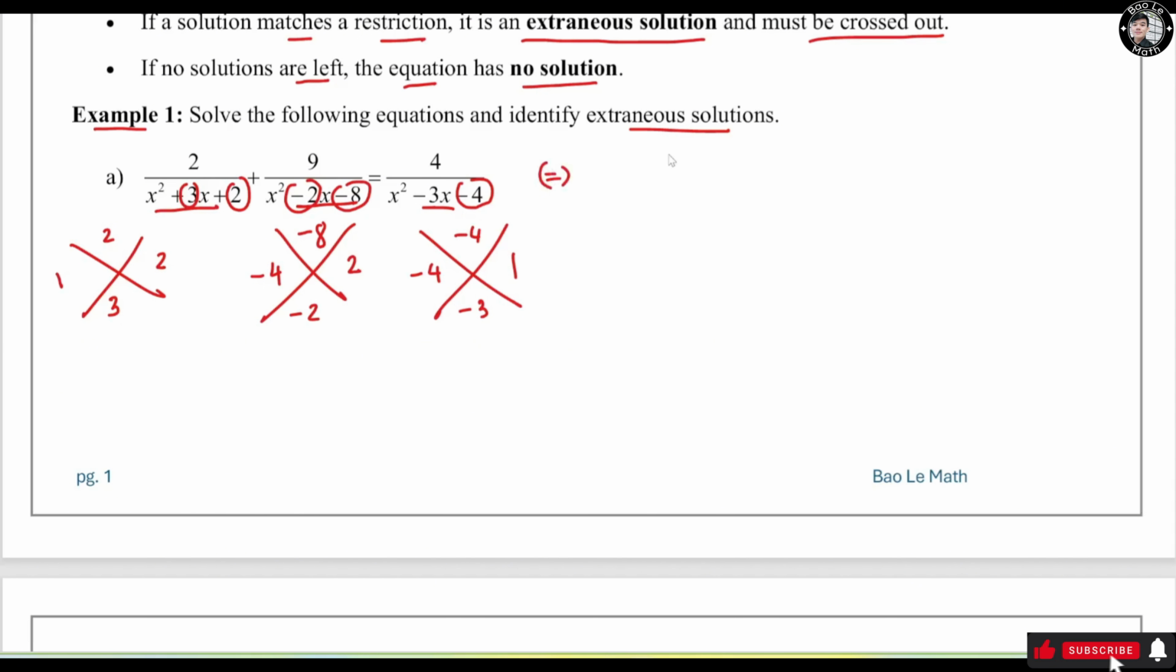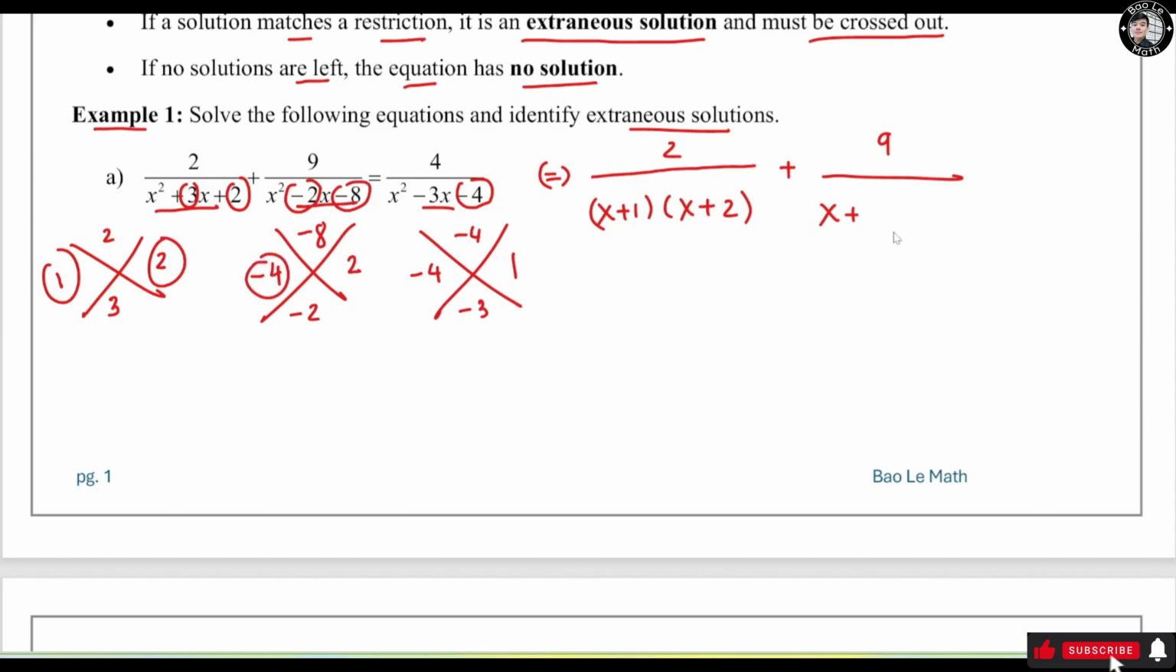The equation becomes 2 over (x plus 1)(x plus 2), plus 9 over (x minus 4)(x plus 2), equals 4 over (x minus 4)(x plus 1).